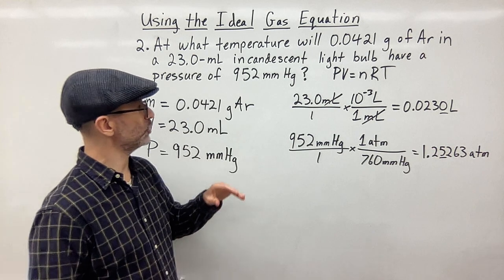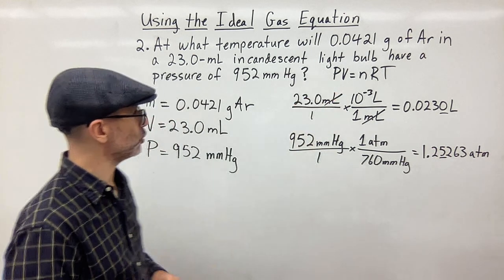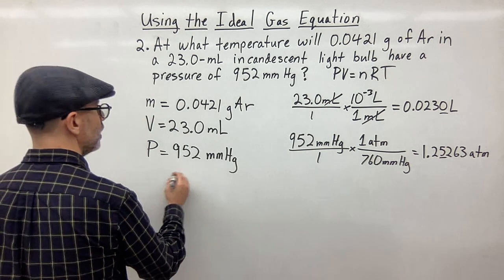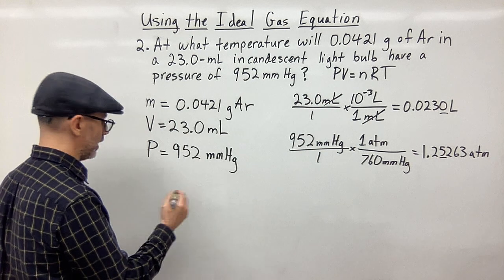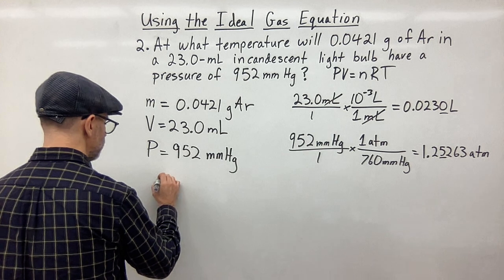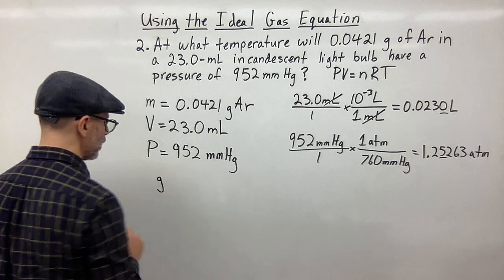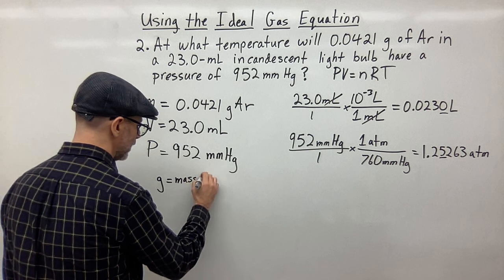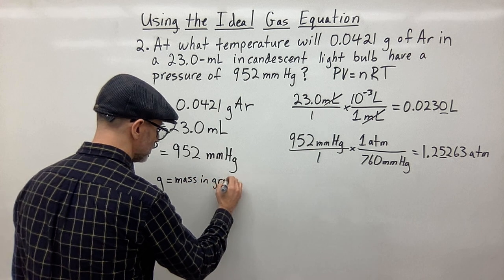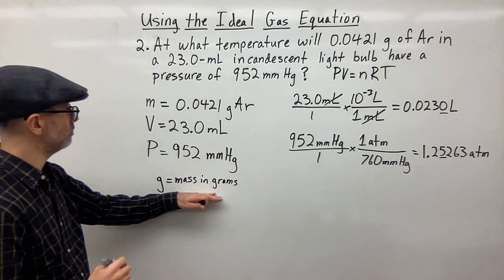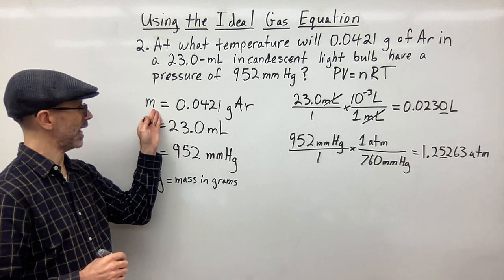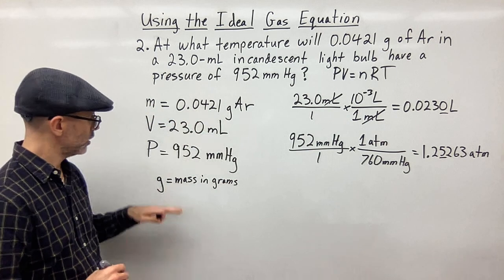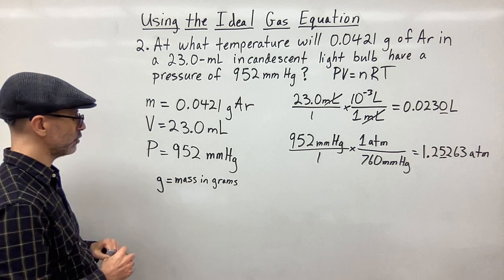But what version of this equation am I referring to? Well, if we are given the mass, and we'll say the mass in grams, so M, or we could use G for the mass in grams, which is what we have here. So this is 0.0421 grams. So G is the mass in grams.